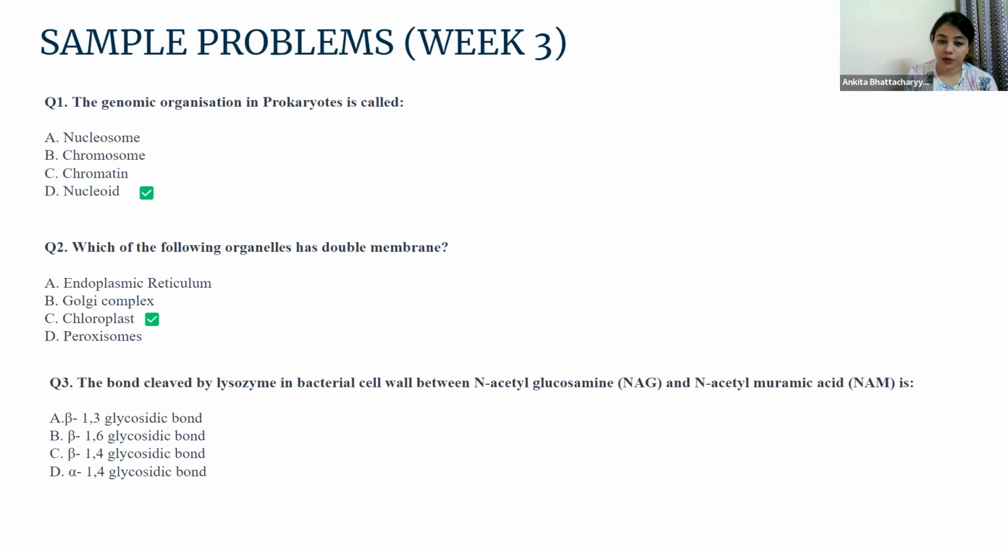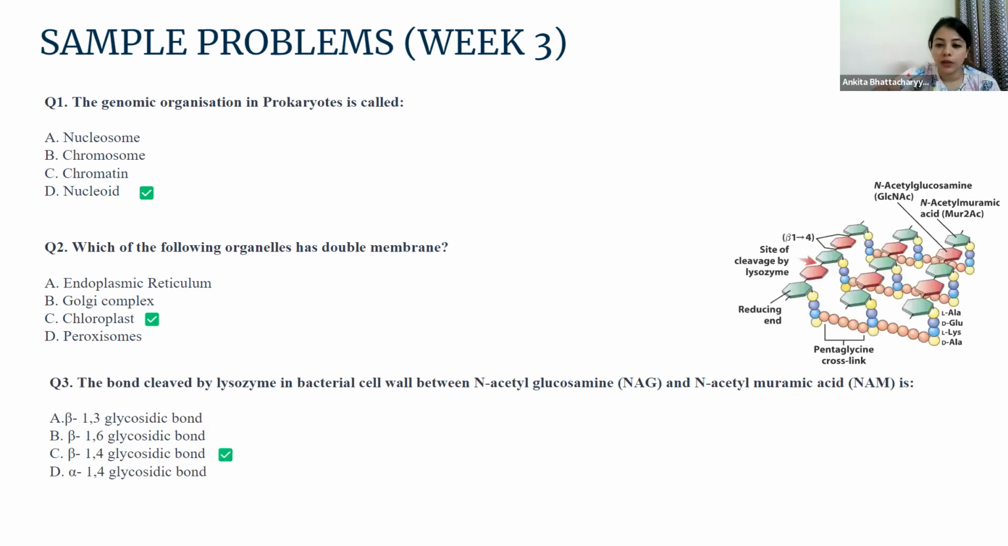So if we look at the options, here we have beta-1,3 glycosidic bond, beta-1,6 glycosidic bond, beta-1,4 glycosidic bond, and alpha-1,4 glycosidic bond. So one glance at the question will obviously be a little confusing, but if you have gone through the lectures and the lecture notes well, you will remember that the bond between these two sugars is a beta bond. So we have this picture here for reference. So just a second.